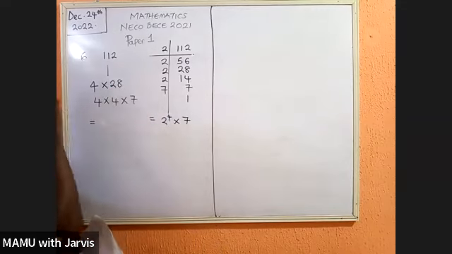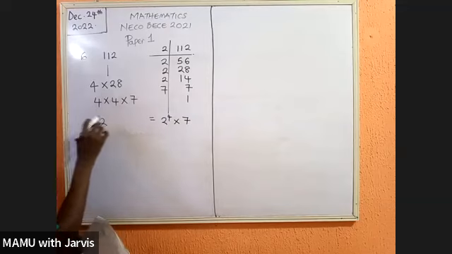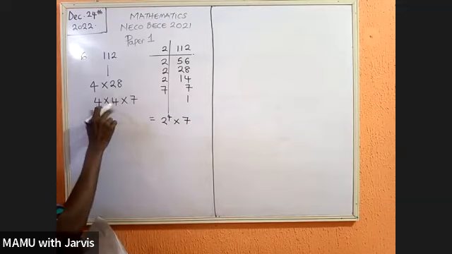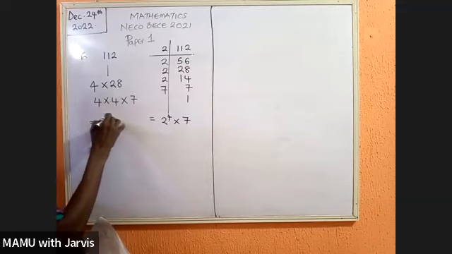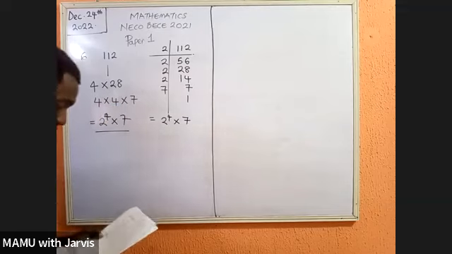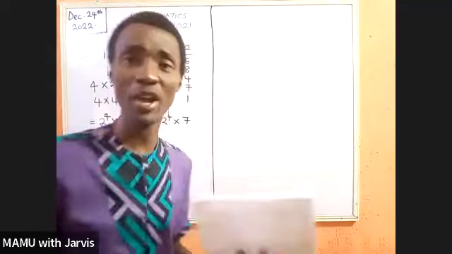So from here, I can just simply say that I have 2 occurring how many times? I have 2 occurring 2 times here. That will be 4 times it all times 7. And that's what the answer will be as a product of prime factors.